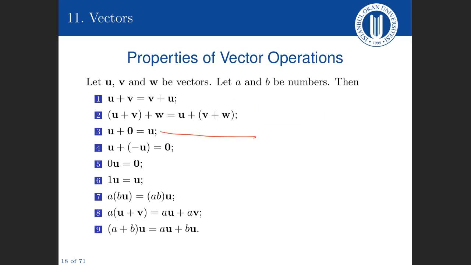u plus the zero vector is equal to u. u plus minus u is of course the zero vector. 0 multiplied by u is equal to 0. Now note just here I'm using two different zeros. The 0 on the left is a number, and this 0 on the right is the zero vector.